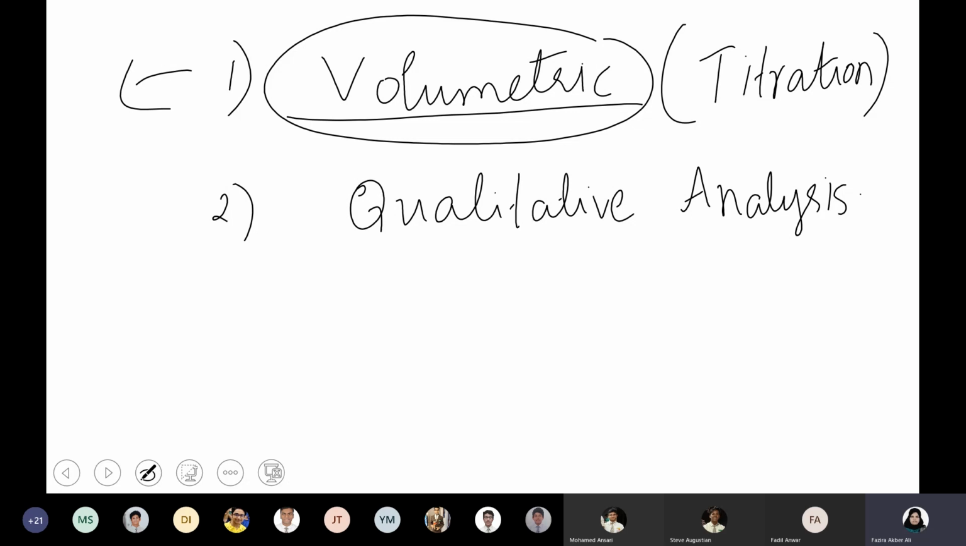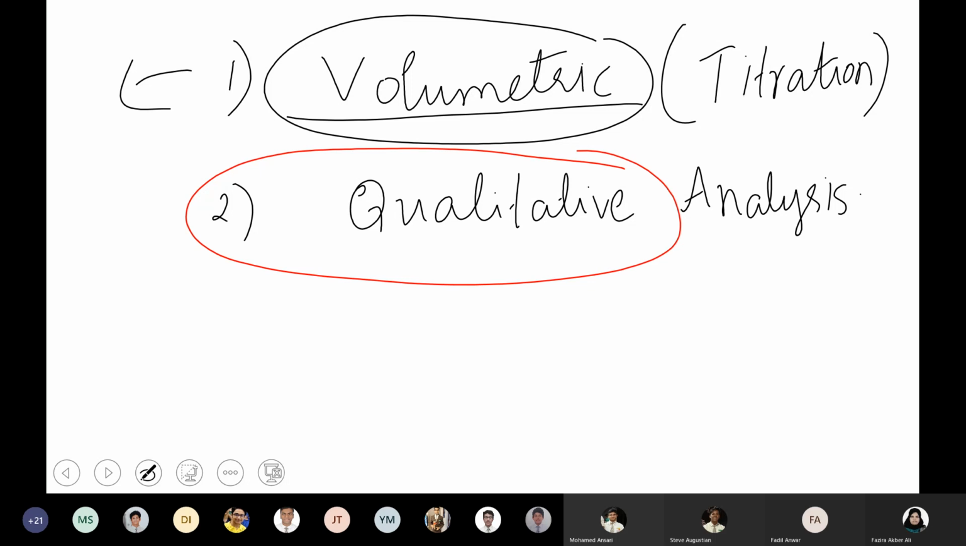Qualitative, the second one. Qualitative analysis. See, in quantitative analysis, your aim is to find the quantity. Okay, you are analyzing air. Generally, quantitative means you can find the percentage of polluting gas in air. That is again quantitative. You're measuring the quantity. So all these kinds of things will come under quantitative analysis, and volumetric is one among them. But then what do you mean by qualitative?